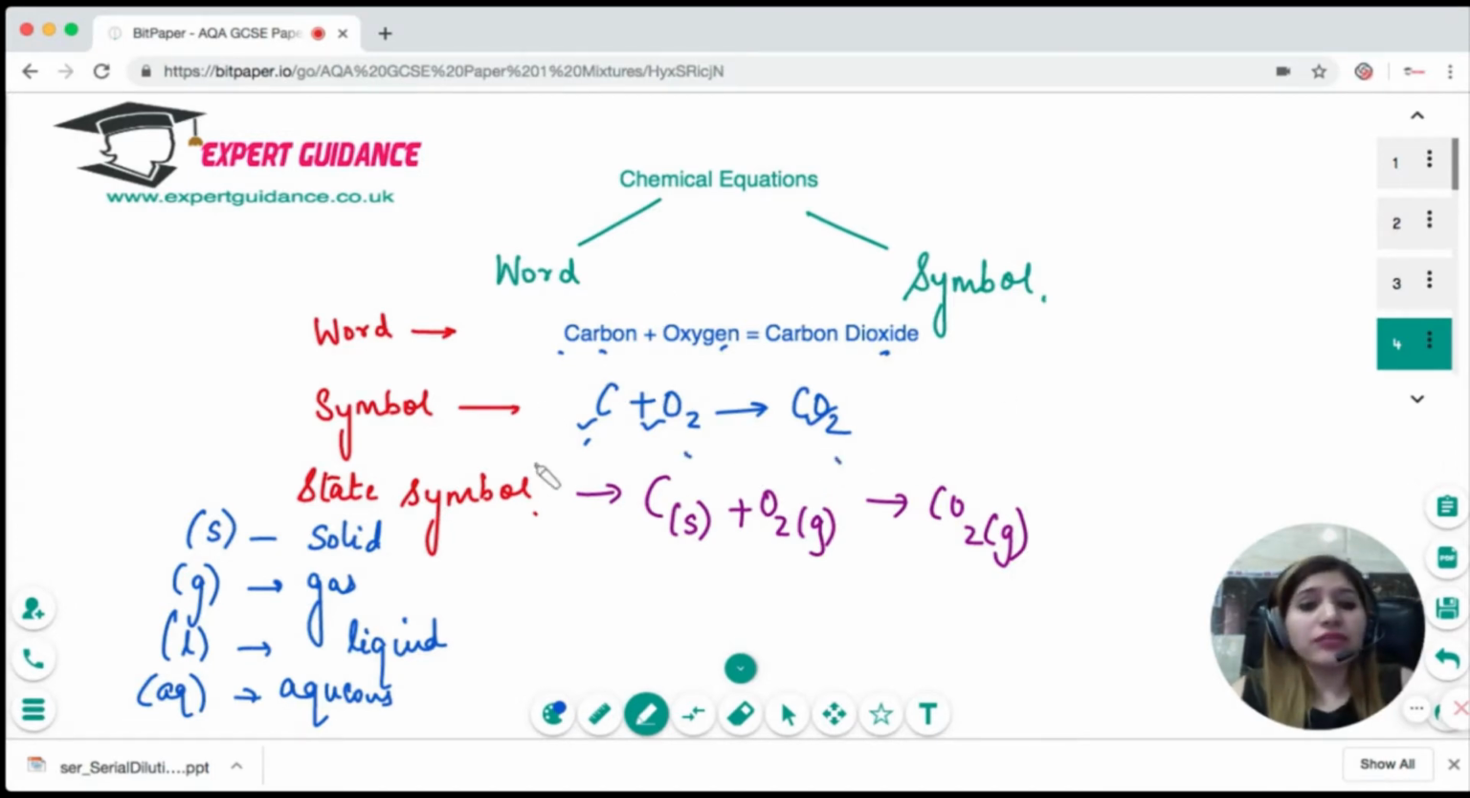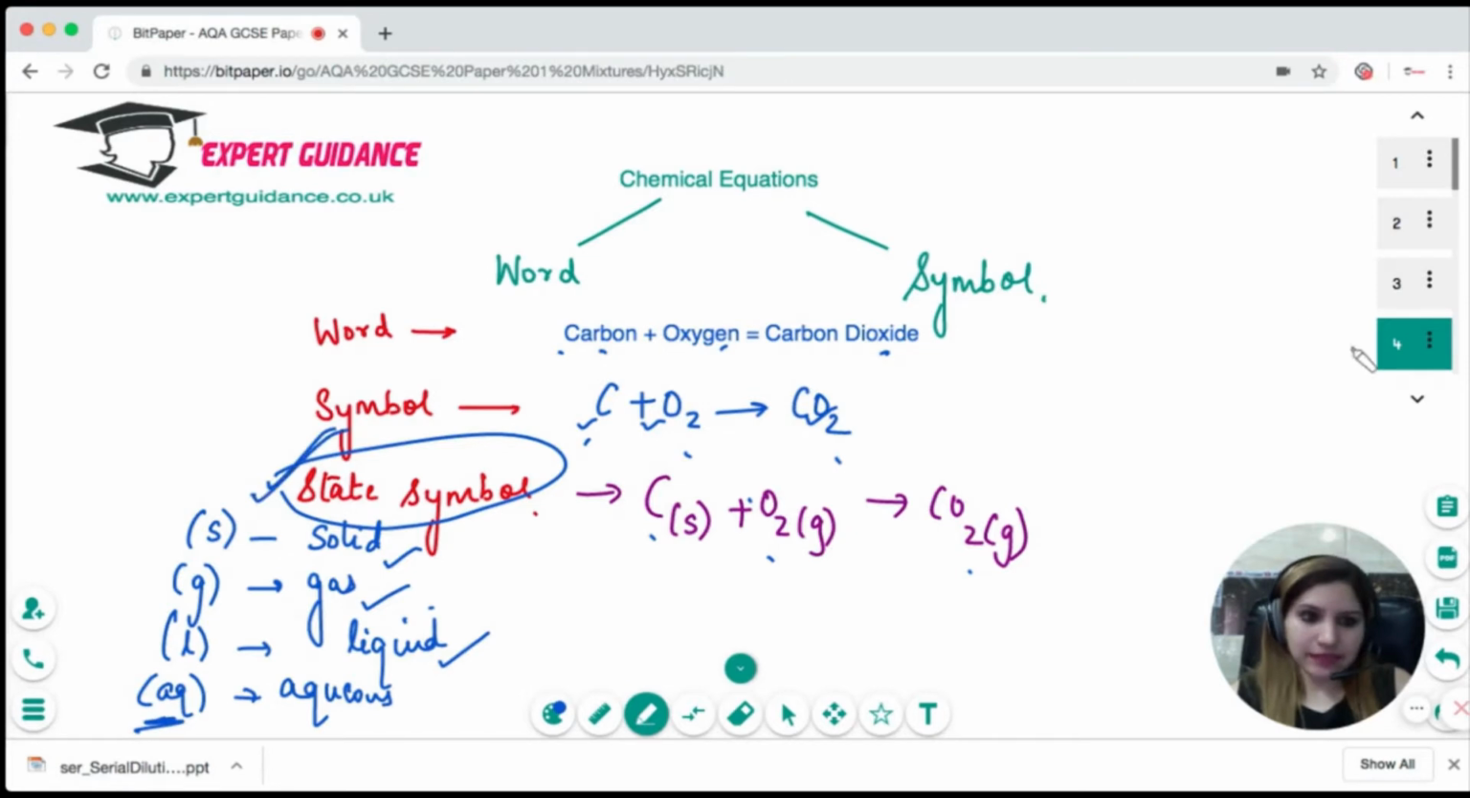Now, you can further refine this by putting in the state symbols. State symbols tell us the physical state of these substances at room temperature. So carbon exists as a solid, oxygen exists as a gas, carbon dioxide exists as a gas, and if there's a symbol for liquid, generally we use it for water. And if there's any substance which is in solution, we use the state symbol aqueous. So in chemistry, you should always develop a habit of writing a balanced chemical equation with the state symbols. As we do different equations, we'll try to use the state symbols in them.